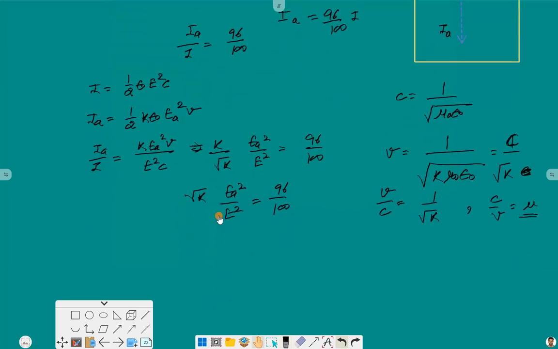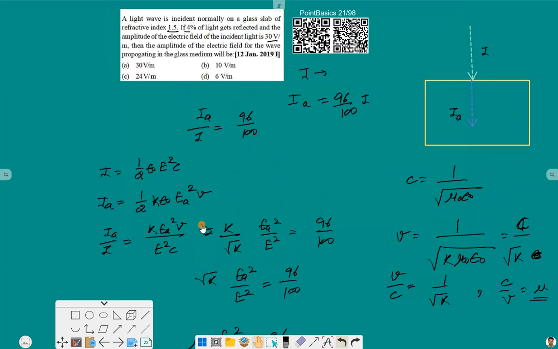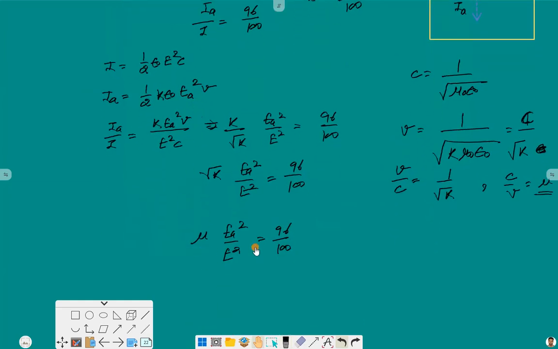So this relation will be converted into mu into EA square by E square is equal to 96 by 100. Now we have been given the value of mu, that is 1.5 or 3 by 2. So 3 by 2 into EA square by E square is 96 by 100. This will go on 50, this will go on 32. So from this, EA will be equal to E times under root 32 by 50.